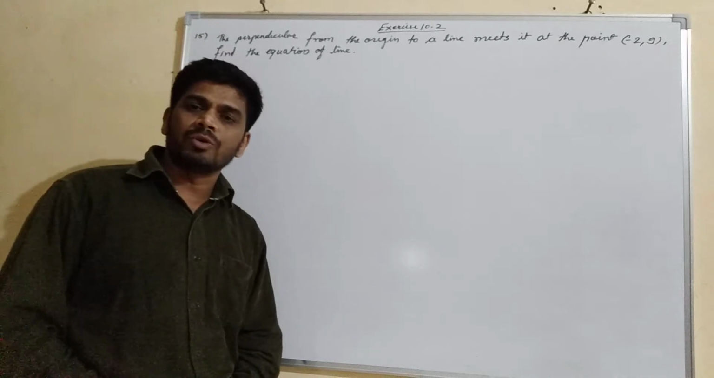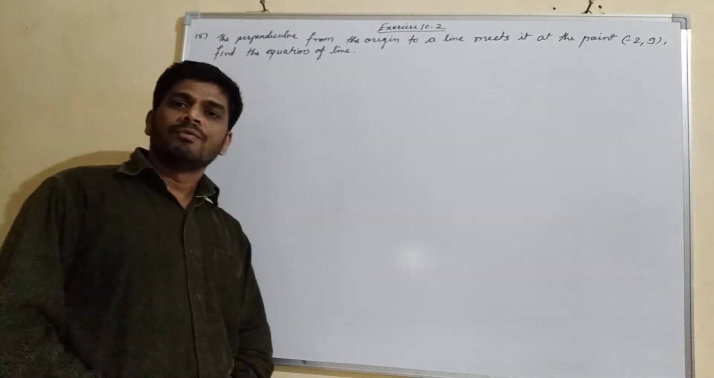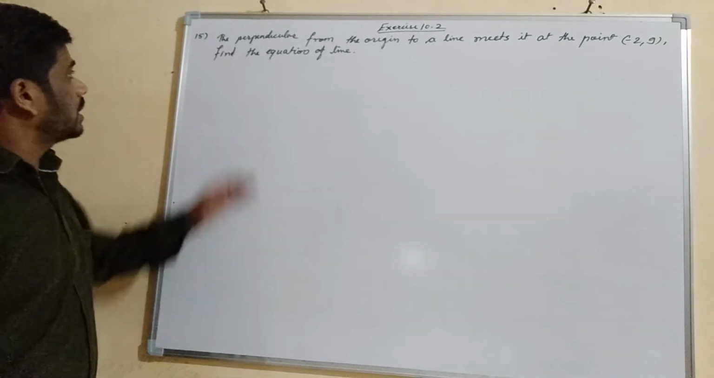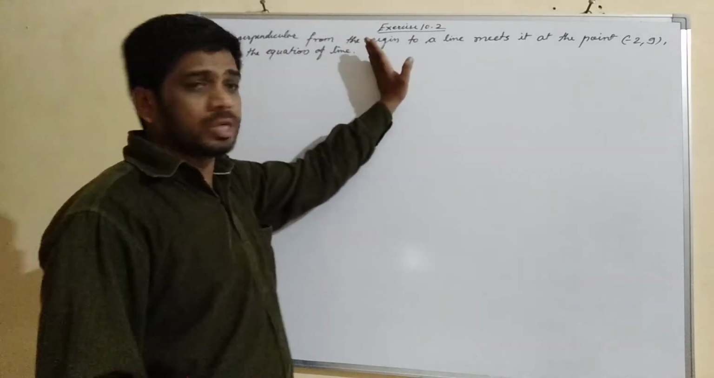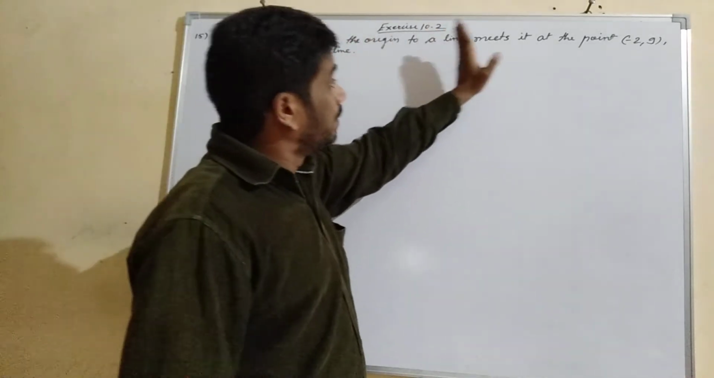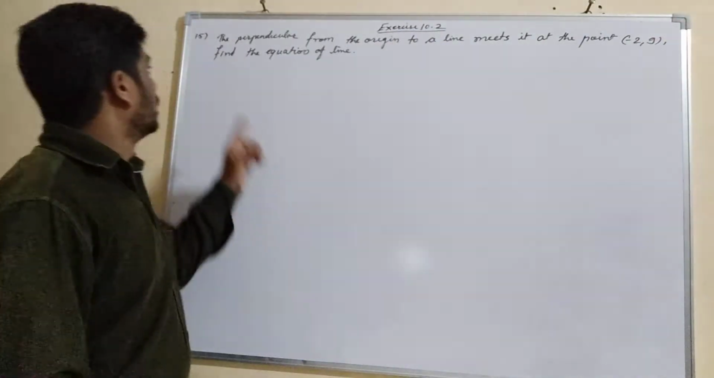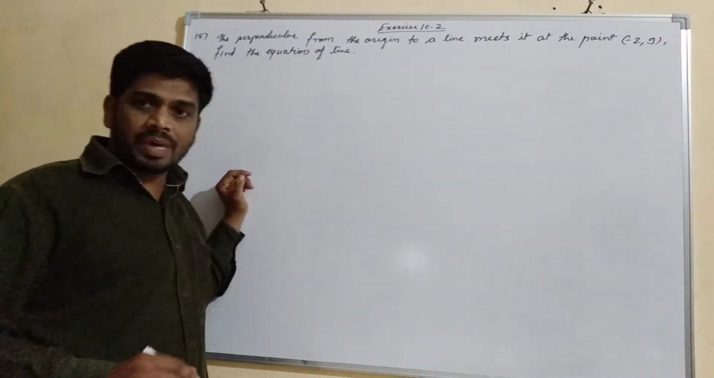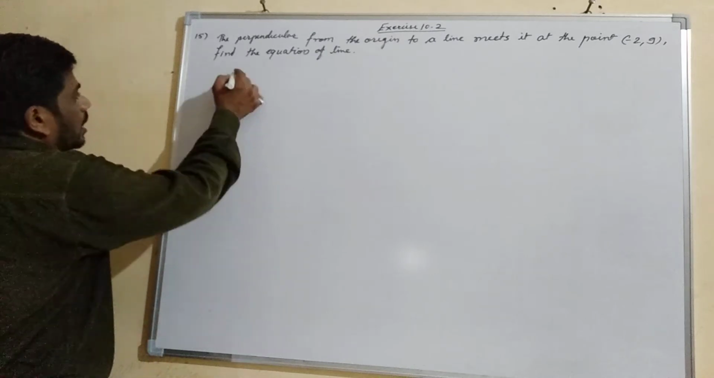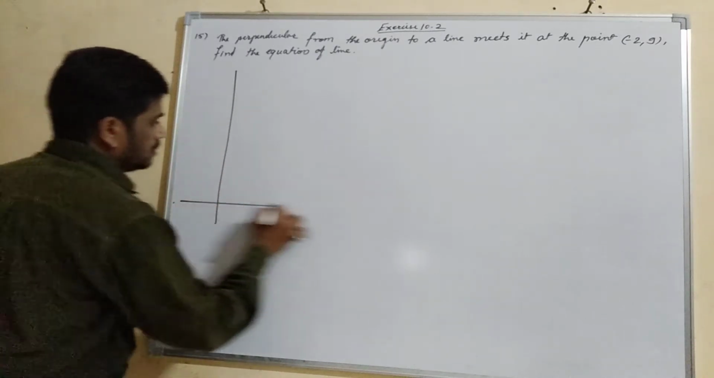Let's see the 15th question of exercise 10.2. Here the perpendicular from the origin to a line meets it at the point (-2, 9). Find the equation of the line, which means the perpendicular drawn from the origin.